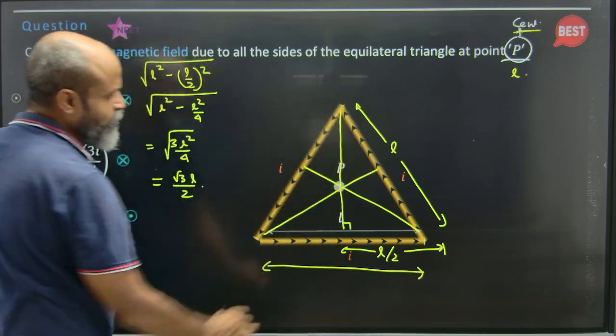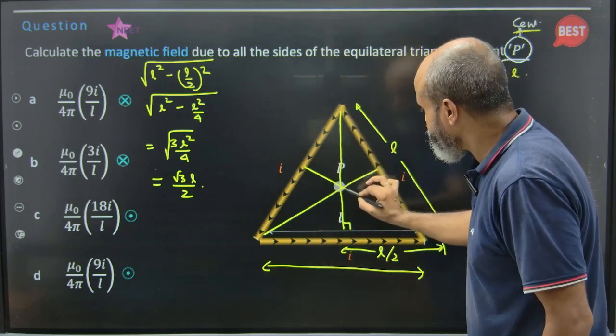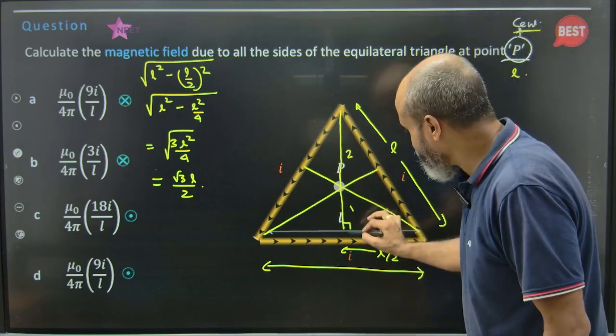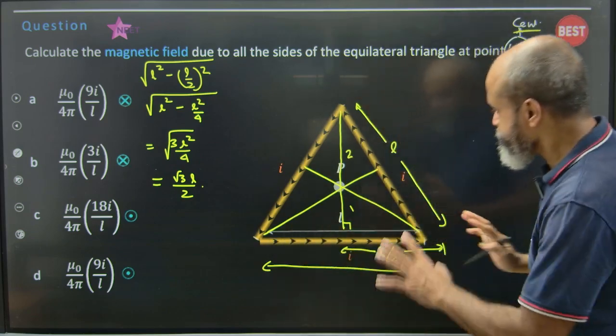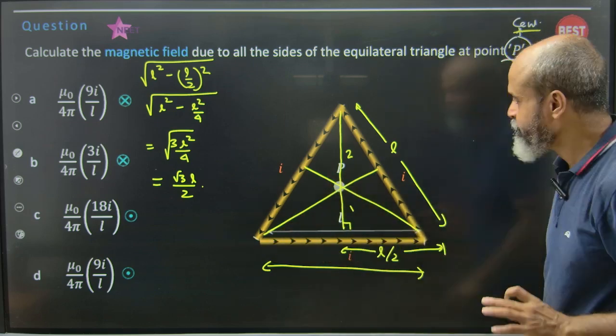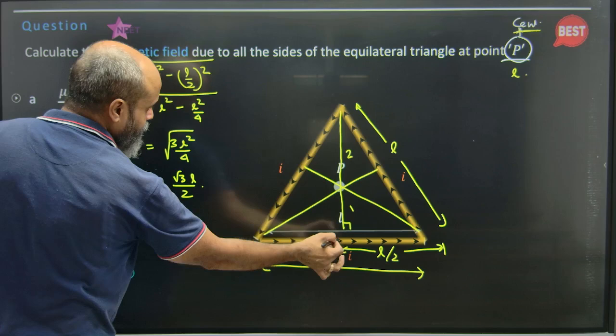So this will be under root 3L by 2. Now we know that the centroid divides the median in the ratio of 2 is to 1. So first let's calculate the distance of this point from this wire. The length will be 1/3 of the total length.